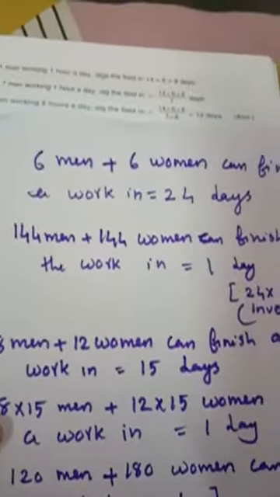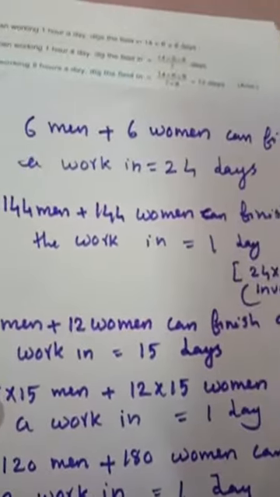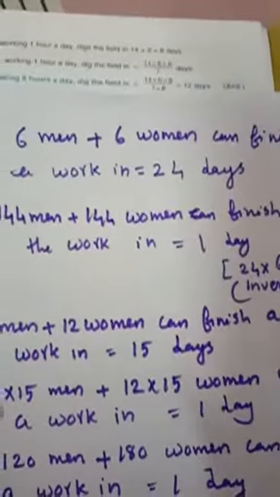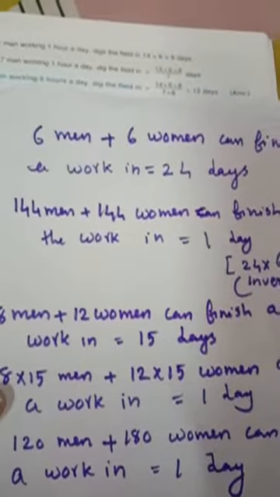6 men and 6 women can finish a work in 24 days. Here also we want to find 1 man equal to how many women. For that, 24 days' work is given. We want to find 1 day's work. How to find 1 day's work?